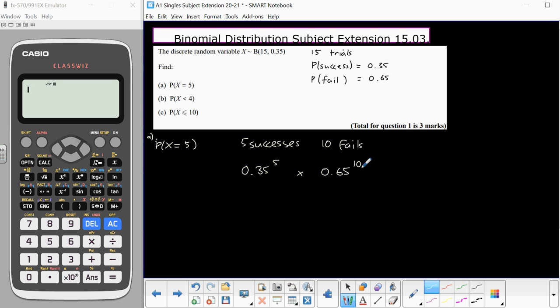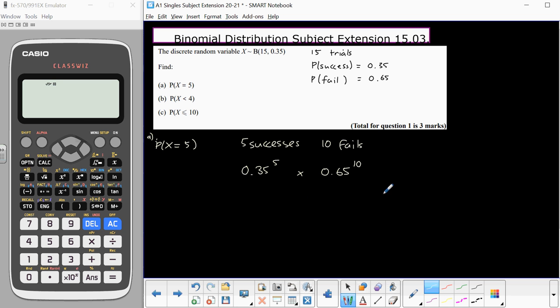But what this calculation actually does, just this part here, is it gives you the probability that the first 5 trials are successes and then the last 10 trials are fails. Now, what happens if you have a success and then a fail and then 4 more successes and then 9 more fails?